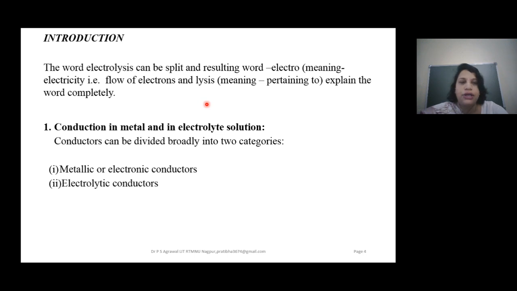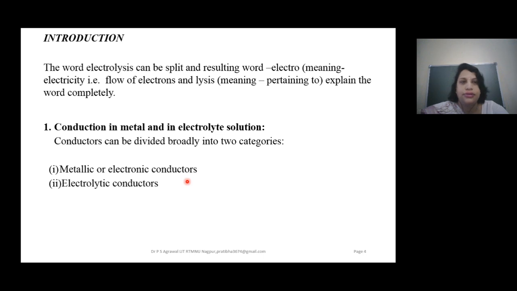Now, what happens when the conduction occurs in the metals? Metals are the best conductors of electricity. They remain unchanged with the passage of current. They behave as if they contain electrons which are relatively free to move. So electrons are considered as a charge carrier in metal. Therefore, these conductors are also called electronic conductors.